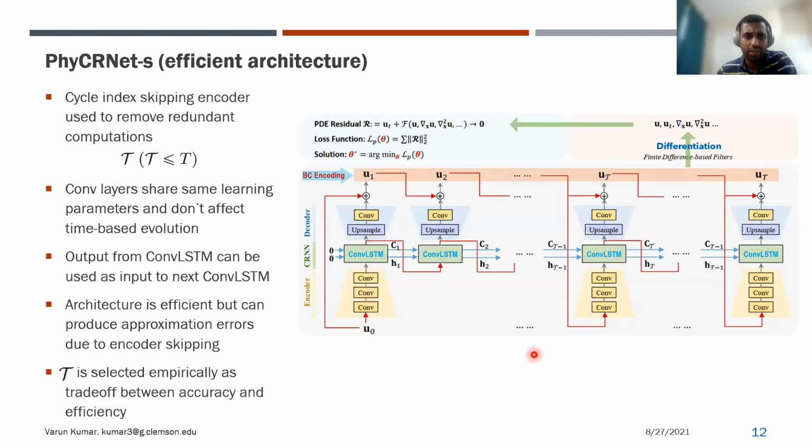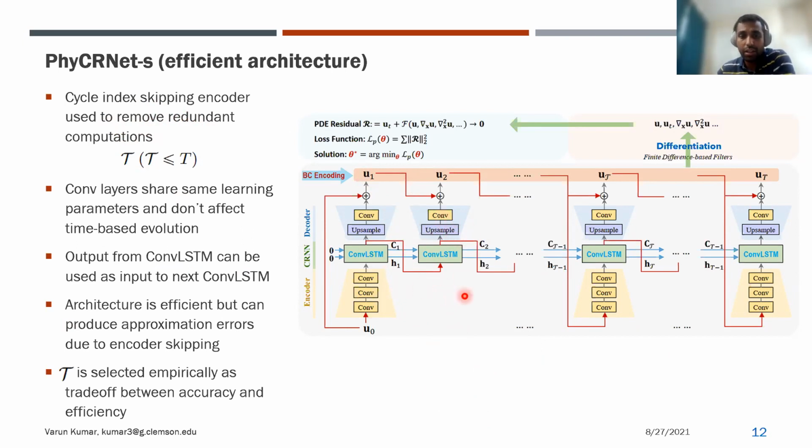Again, this efficient architecture basically uses this cycle skipping count, where in the original architecture, the output from the first time step is being fed to the next time step, and it goes through all the convolution layers and then goes back to the LSTM, and then it goes back through upsampling and that convolution.